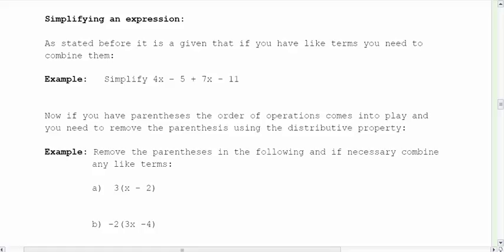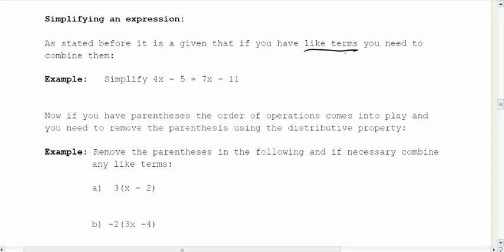Okay, now we're going to look at simplifying an expression. Remember, an expression is just something that doesn't have two things equal to each other. That's an equation. The idea behind simplifying an expression, for us at least right now, is to combine like terms. You have to combine like terms whenever it is possible.